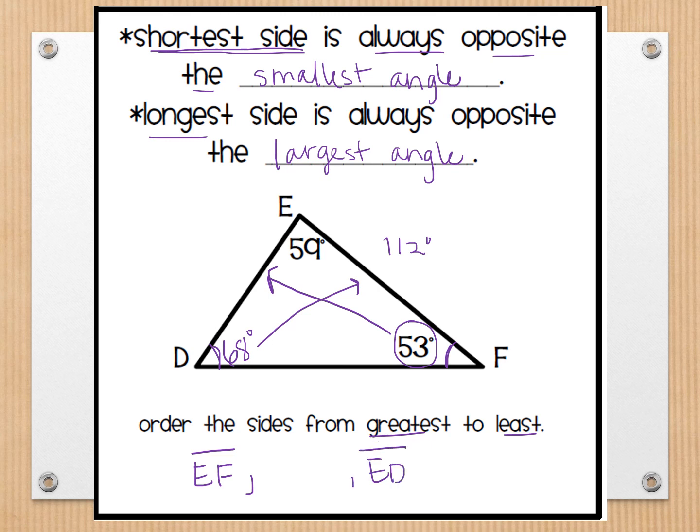And again, if I do the largest and the smallest, that leaves me with only one side remaining, which is the side DF. That would have to be in the middle, across from my middle angle, or the angle that is not the smallest, but not the biggest. It's right in the middle. Okay, so again, three sides ordered in greatest to least.